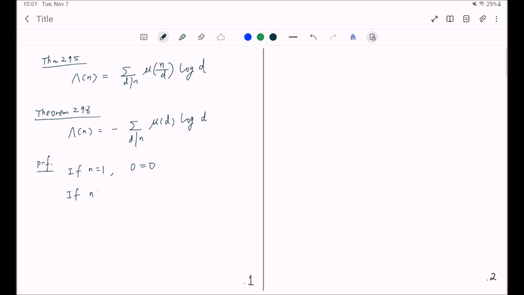If n is a single power of p for some prime p, then the left hand side is equal to log of p, and the right hand side will be equal to, now you consider all divisors of this power p to the mth power.